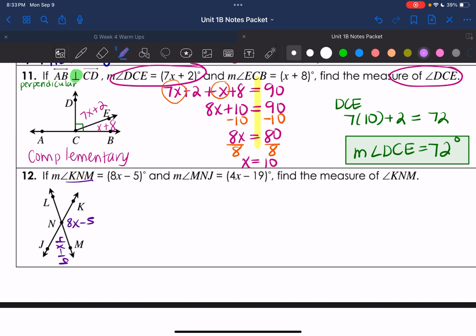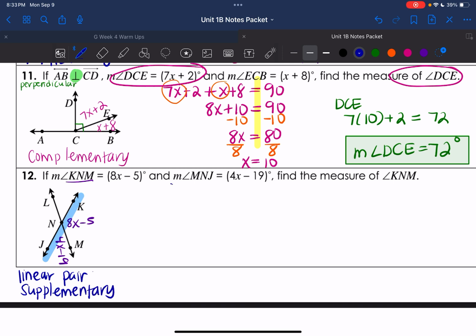So this time around, they're adjacent angles because they're right next to each other. But more importantly, they make a straight line when you put them together. See that blue line that I drew? So this is a linear pair. Linear pairs are supplementary. That means that when I add these two angles together, so 8x minus 5 plus 4x minus 19, this time it's going to equal 180 degrees.